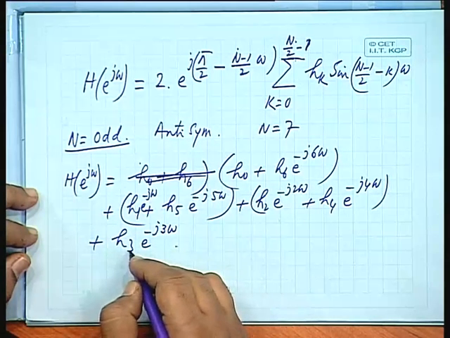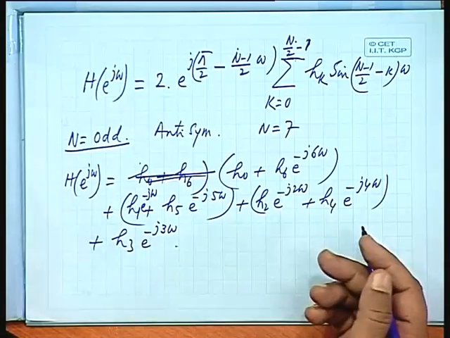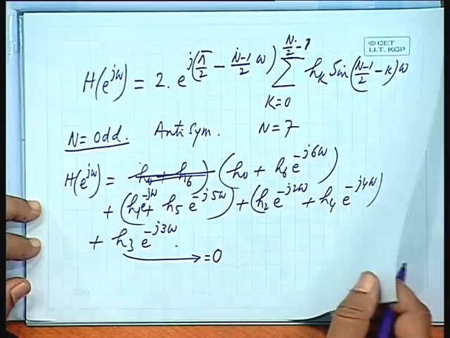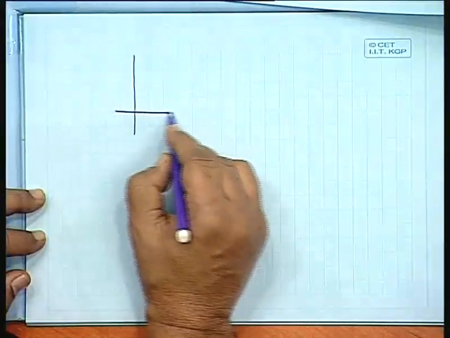What will be h3? It will be 0, antisymmetric. h3 cannot be equal to minus h3. So, h3 has to be necessarily 0. So, this is what I was expecting you to answer. h3, there is a midpoint which is 0. What will it look like? The sequence looks like this.